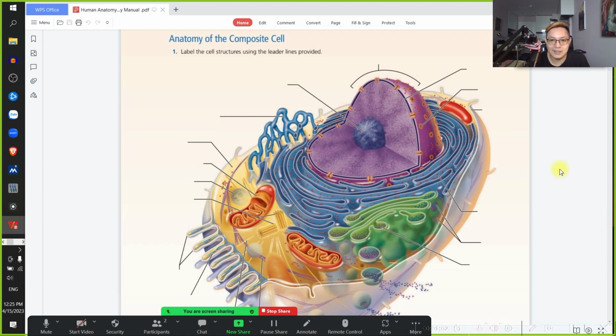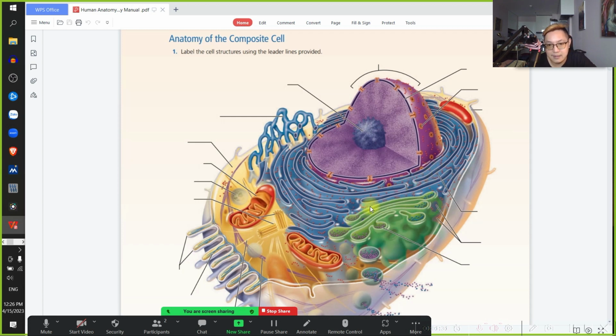Alright, so what are the blue things here surrounding the nucleus? Smooth endoplasmic reticulum. Well, you can just say endoplasmic reticulum. If they don't have ribosomes on top, they are smooth ER. If they do have ribosomes on top, it's called rough ER, okay? Rough endoplasmic reticulum.